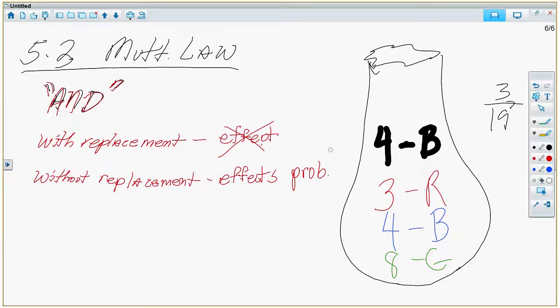So what do you have to remember with these problems? One, if it's and, it's multiplicative law. And you have to discern whether it's with replacement or without replacement. Will the question tell you? Yes. There's no way you know unless you were told.